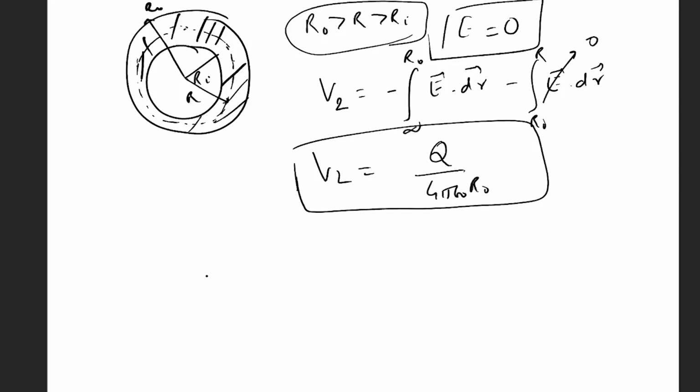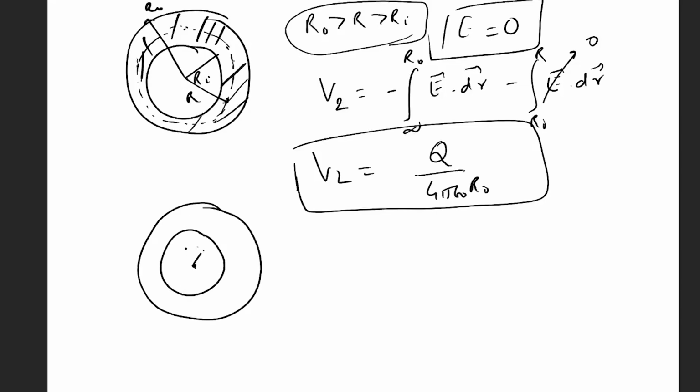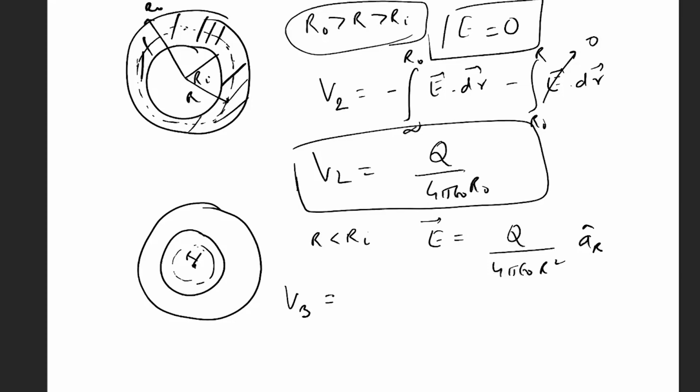Now let us say we want to find out what happens inside this shell, the inner surface. So what is the scenario now? This is the shell. We want to calculate at some point which is inside the shell. So what is the scenario? R is smaller than Ri. So the field will simply be E is equal to Q by 4 pi epsilon naught R square in the radial direction. We can easily calculate this using Gauss law. But how to calculate the potential? It can easily be calculated now.